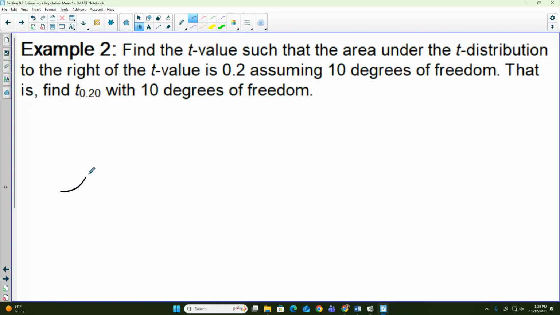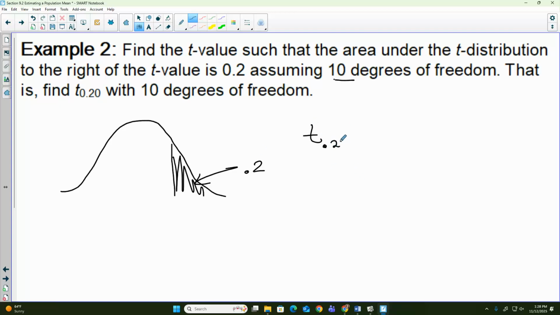So the T distribution looks like a normal one. Area to the right, 0.2. So we'll find 0.2 inside the chart, not on the outside, because it wants what's in there. This one is set up just a little bit different. We're not using the normal distribution this time. Assuming 10 degrees of freedom. Another way you might see this is T sub 0.20.